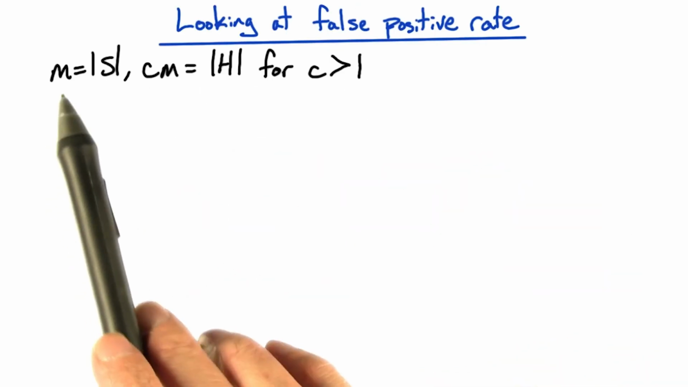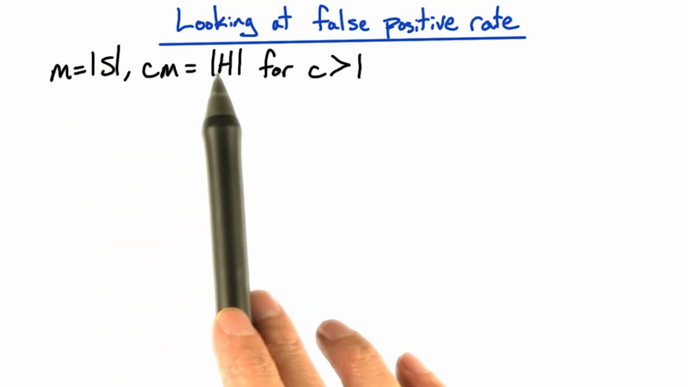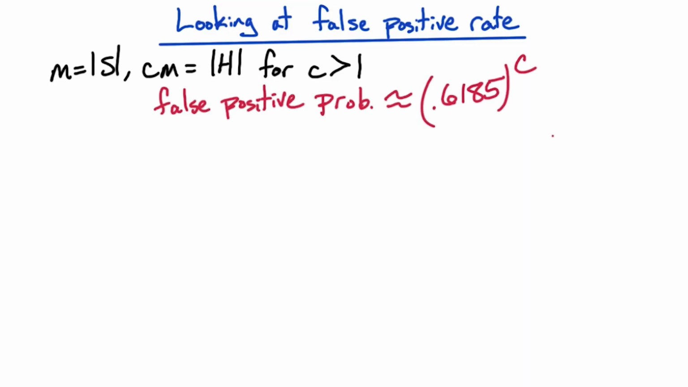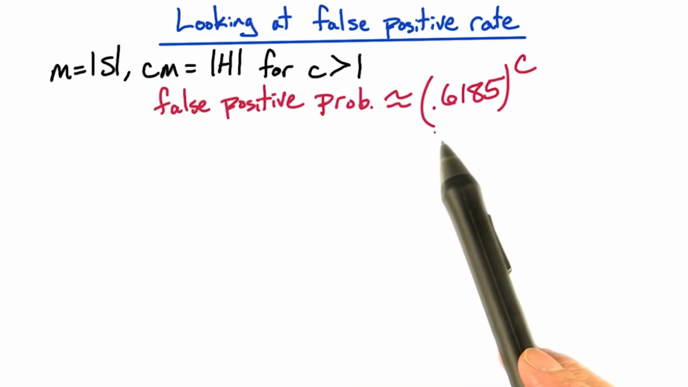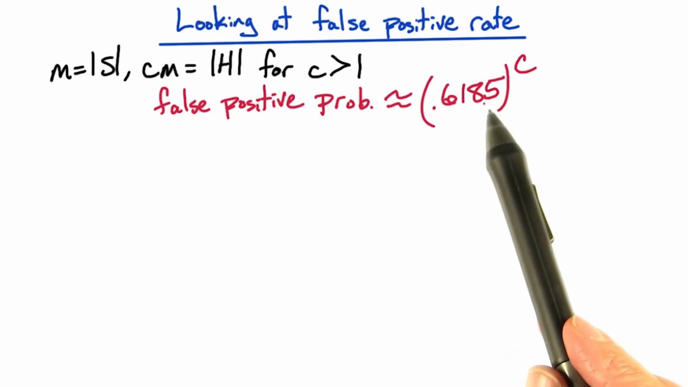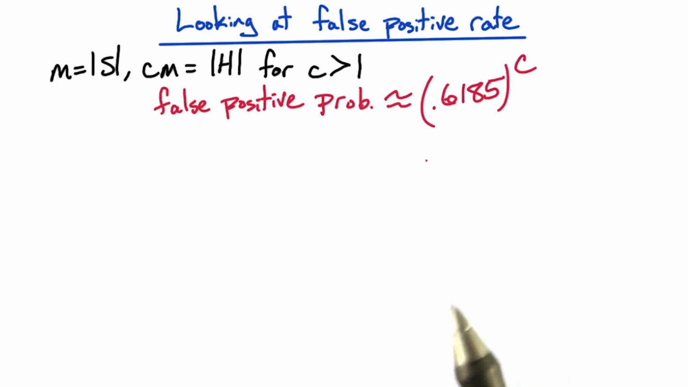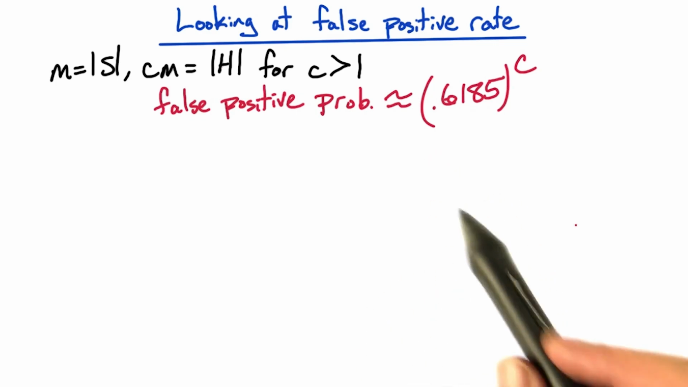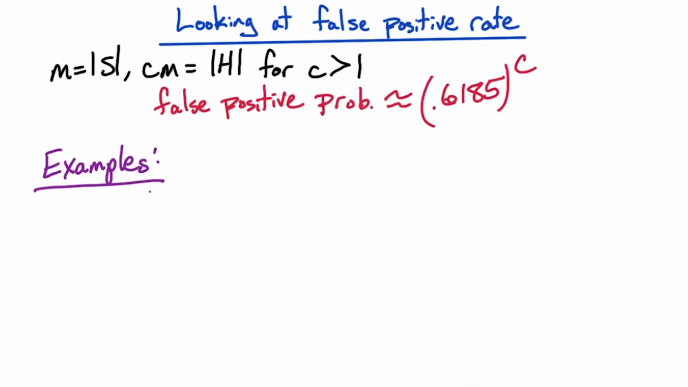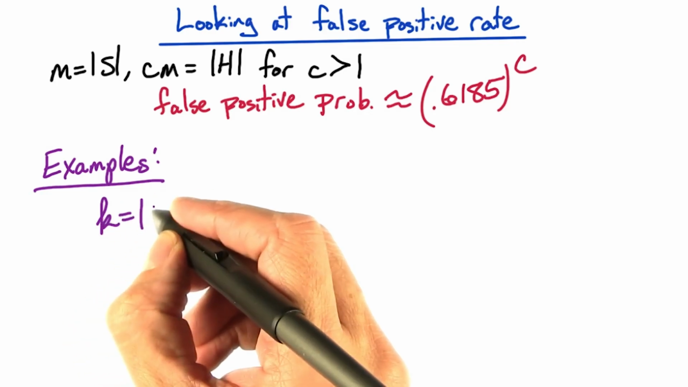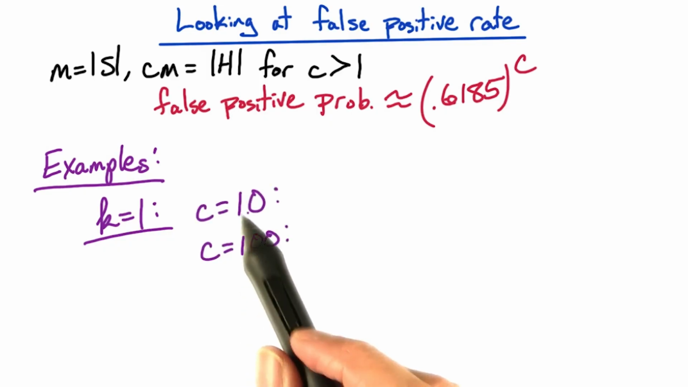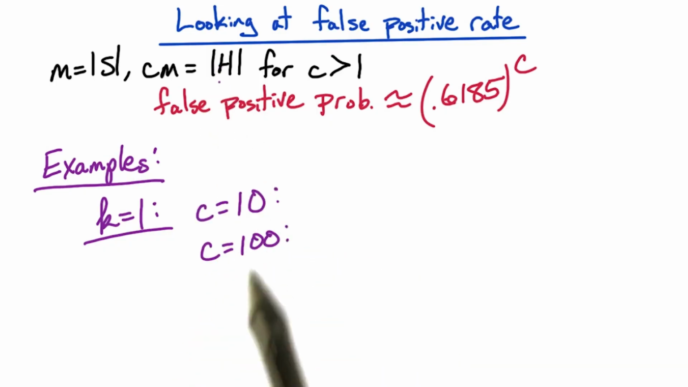Recall our setting. We have a database of size m, and we have a hash table of size c times m for some c strictly greater than 1. What we just showed is that the false positive probability is approximately 0.6185 raised to the power c. This 0.6185 corresponded to 1/2 raised to the power ln 2. Let's now look at some specific examples to see how this performs. Let's suppose we did the naive scheme where k equals 1. So we didn't do the optimal choice of k. We just set one hash function. And let's look at the case where we do 10 times larger or 100 times larger.